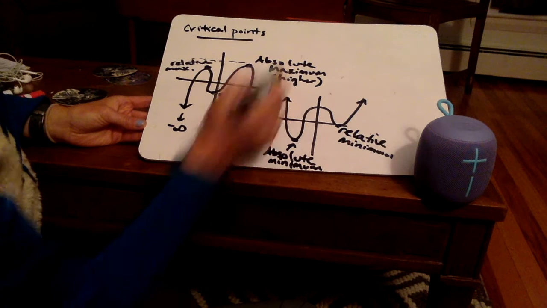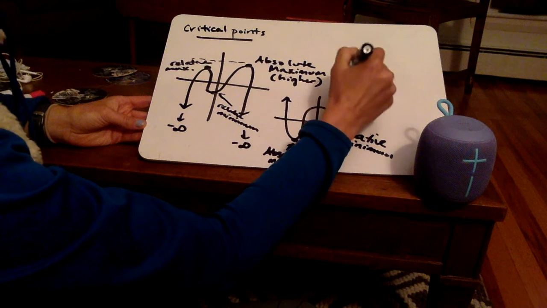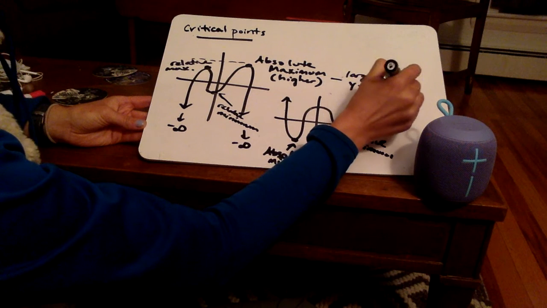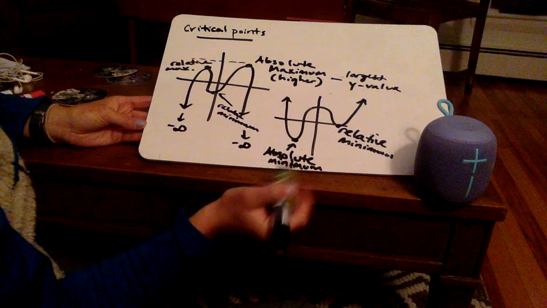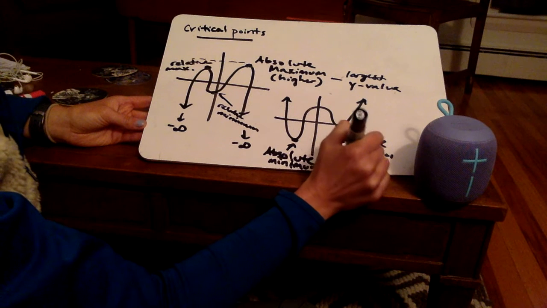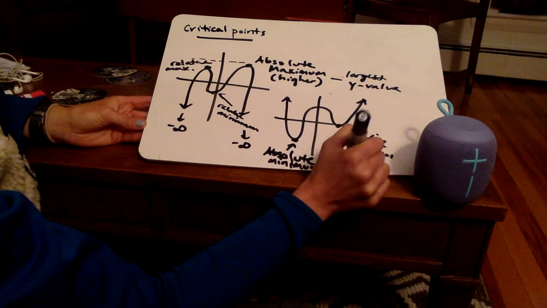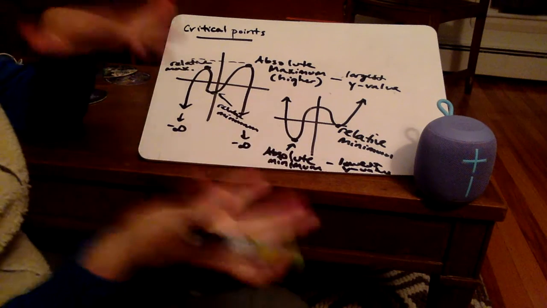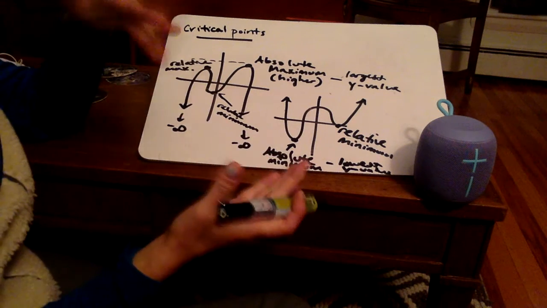So when I have an absolute max, this is the largest y value, or largest value in the range. And when I have an absolute minimum, it's the lowest y value. And relative is just like the local minimum or the local maximum.